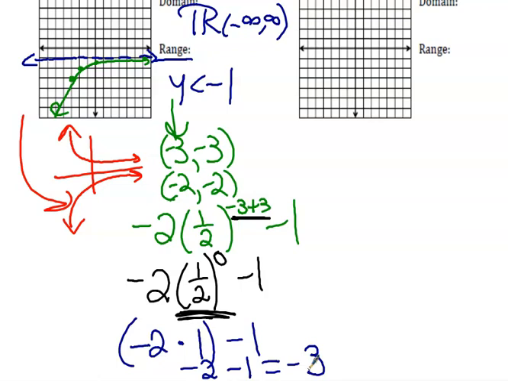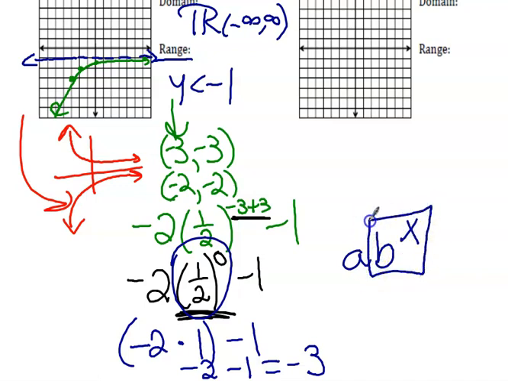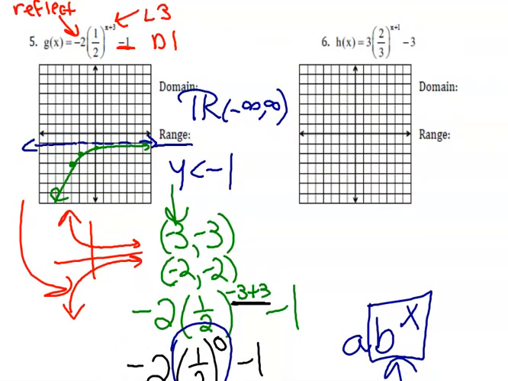Again, please make sure only the b has the exponent. So remember, a, b to the x, only the b has the exponent. So you want to deal with this part first and then times it with the a. All right?